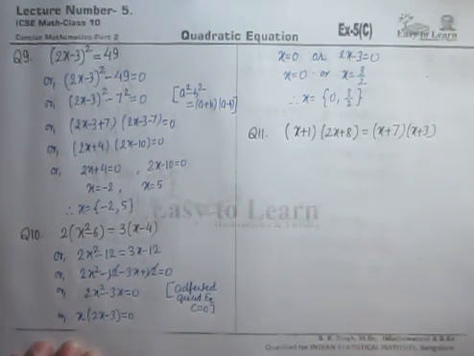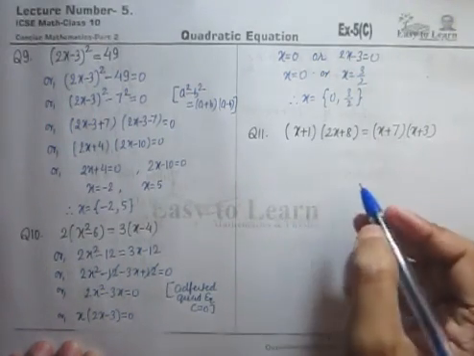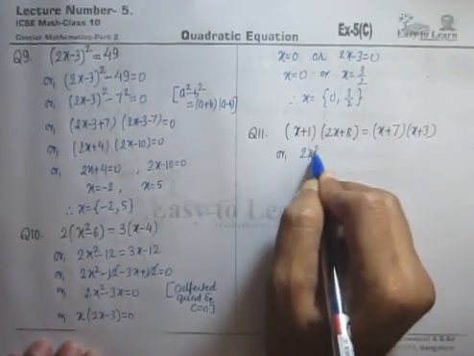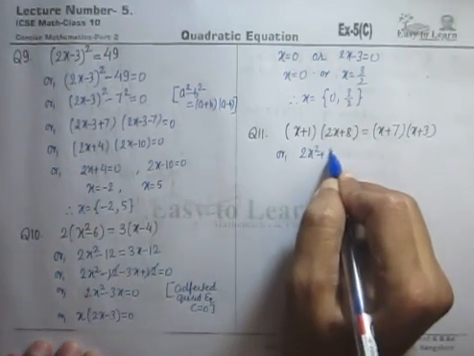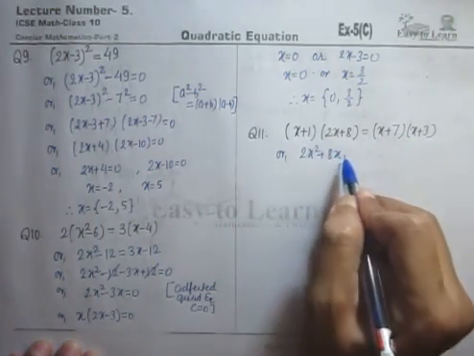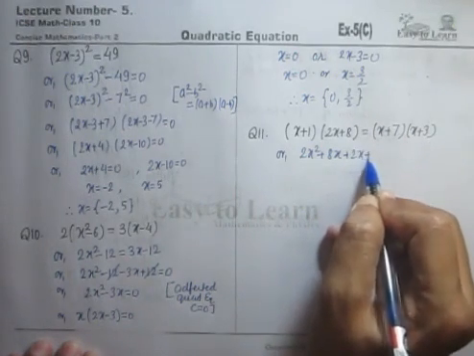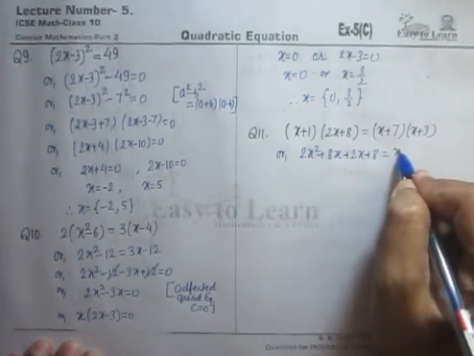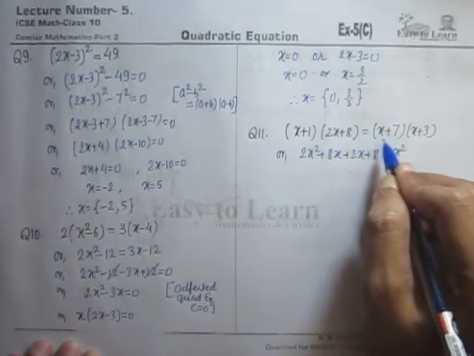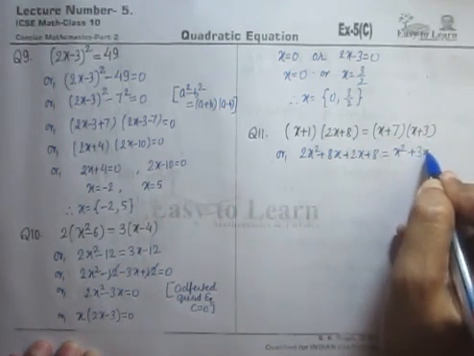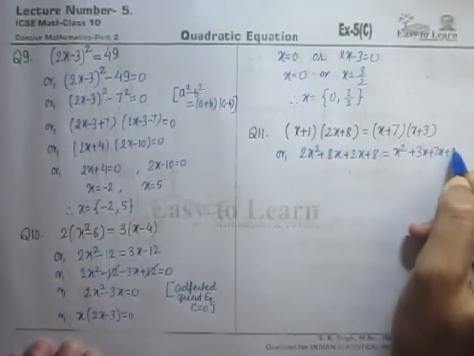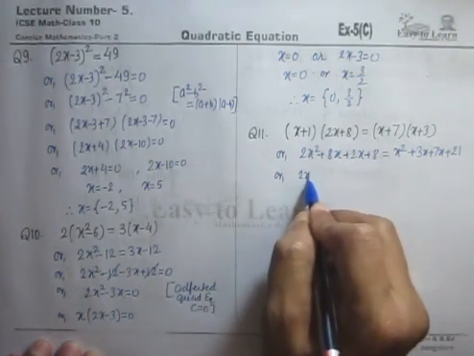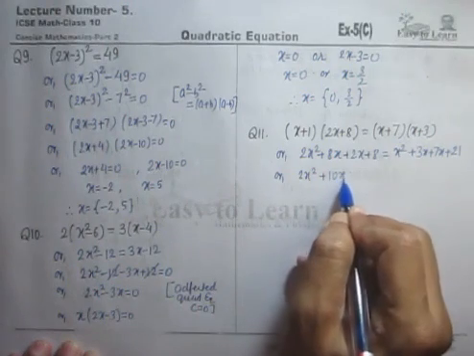First of all, arrange this equation in general form. Open the bracket: x into 2x will be 2x square, x into 8 will be plus 8x. Now 1 into 2x will be plus 2x, and plus 1 into plus 8 will be 8. Similarly, open this bracket: x square, multiplying these two brackets using the distributive law, x into 3 is plus 3x, and here it is plus 7x plus 21. Now shift all the terms to the left side, so 2x square, plus 10x, plus 8.